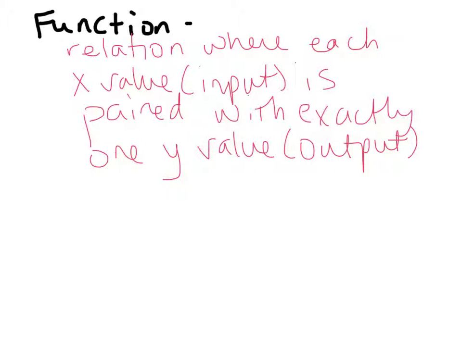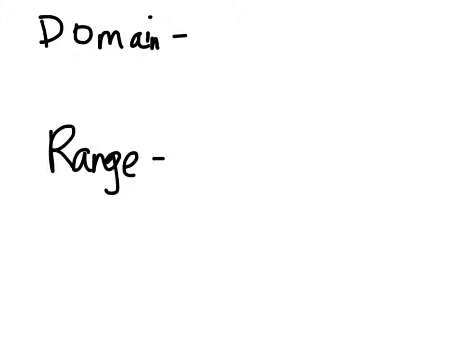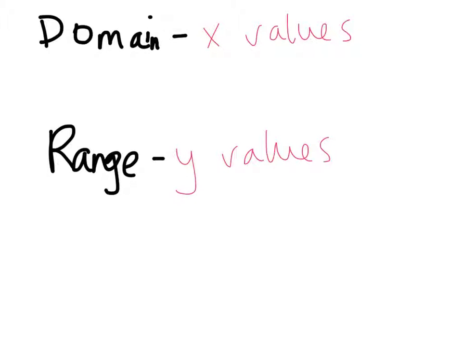So remember last year we talked about at the grocery store that if you scanned something, that's the input, and you would never get two different outputs. But you might get the same output for two different inputs. Okay, when we talk about functions, we also talk about domain and range. Domain refers to the x values, and range refers to the y values.